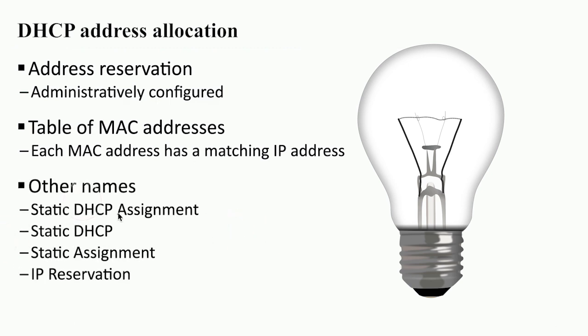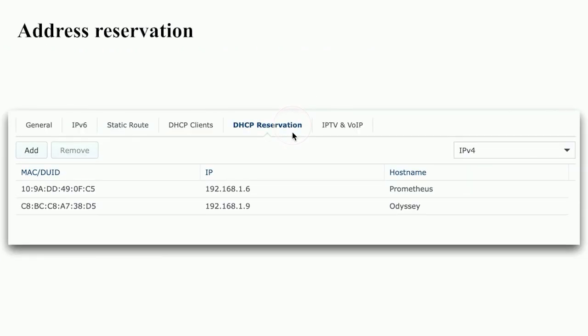You may also see this referred to as static DHCP allocation, static allocation, or IP reservation. Below are some DHCP reservations from my DHCP servers on the SOHO network. You can see the MAC address listed along with the IP address, and the hostname of this device is Prometheus.